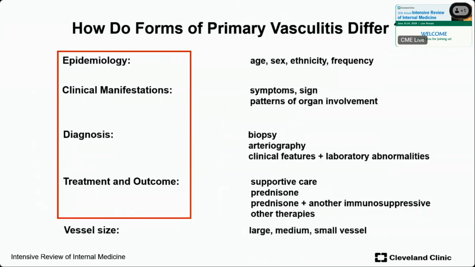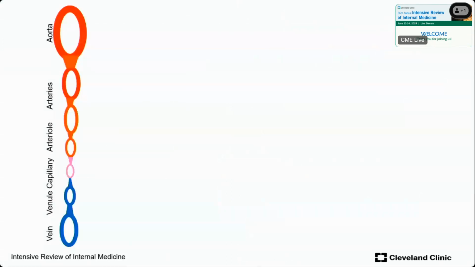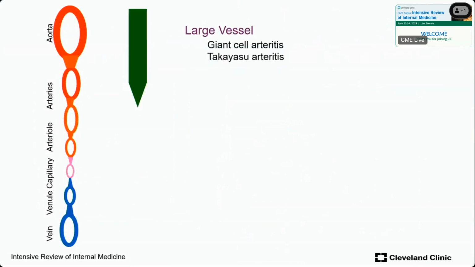Now, one other way that these can be differentiated is on the predominant size of blood vessel that's affected. So when we look at the vascular tree, ranging from the largest blood vessel with the aorta all the way out the other end to the capillaries and the veins, we can see that these can be differed in terms of the forms of vasculitis in which these occur.